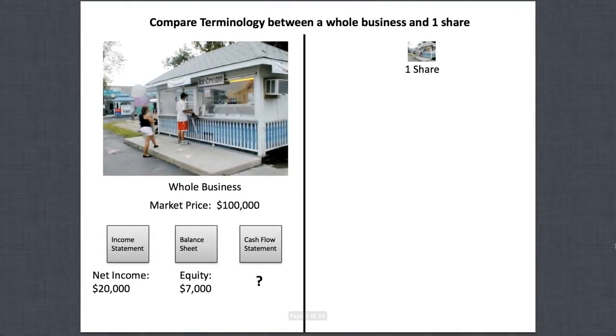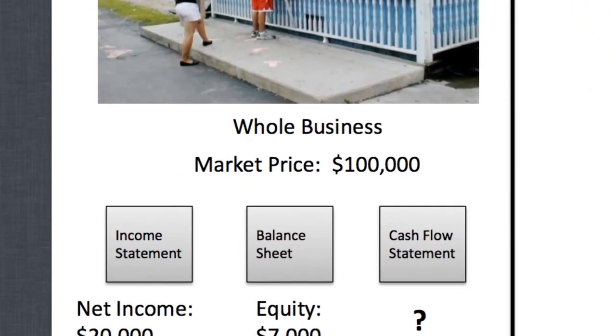So let's compare the terminology between a whole business and one share. As you learned in Lesson 2 and 3, and if you haven't seen those lessons, I would recommend that you go back and watch those, so this is easier for you to understand. We see the whole business there, and the market price, that terminology, market price, is what Nancy's asking for the business. She wants $100,000 for the business.